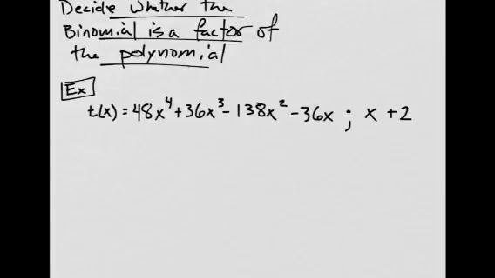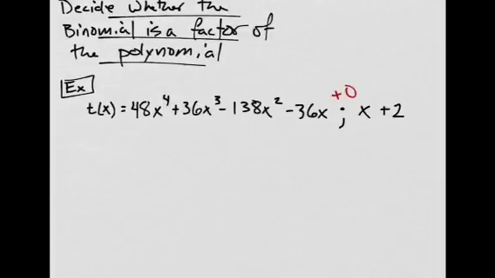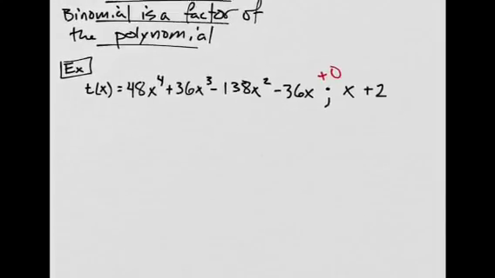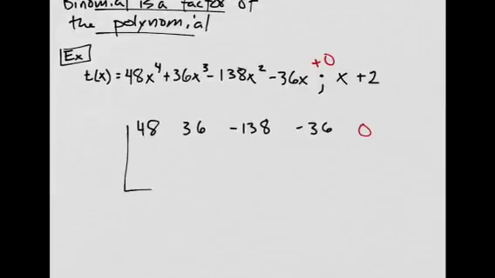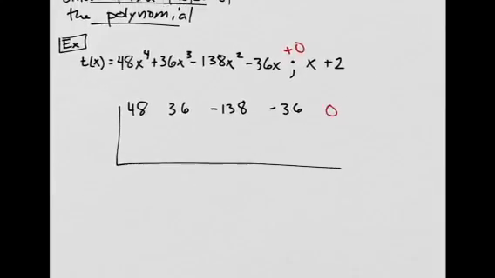I should have 4, 3, 2, 1, 0. So really, I should have like a plus 0 there. And so now I can actually write down my coefficients, which would be 48, 36, negative 138, negative 36, and 0, because of my constant. And then the next thing I do is I draw half of my box, that little corner there.